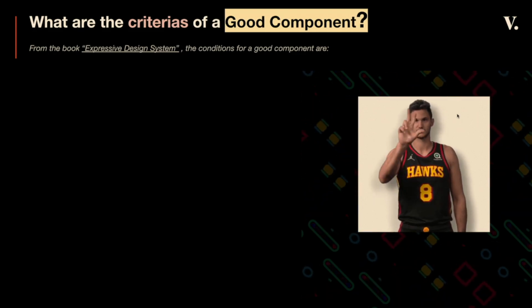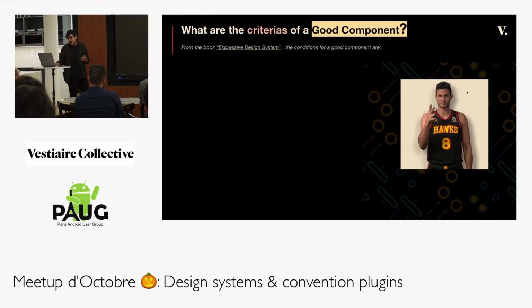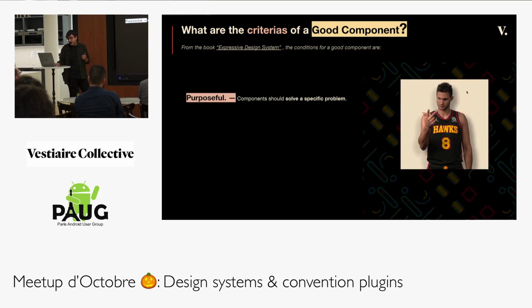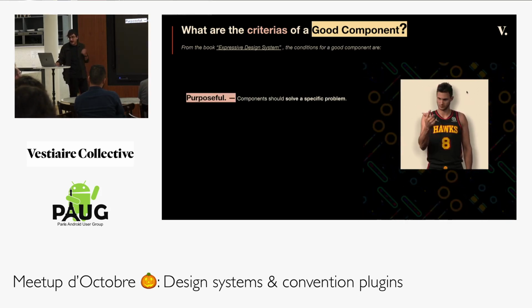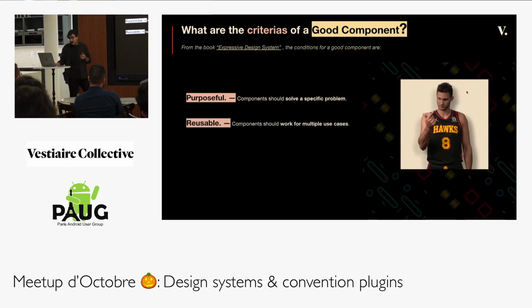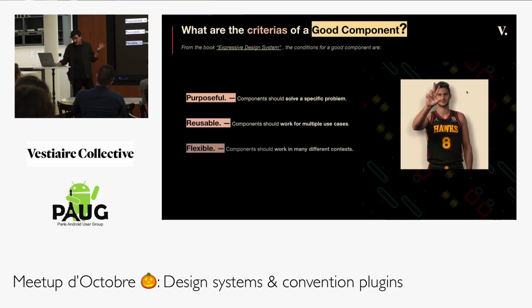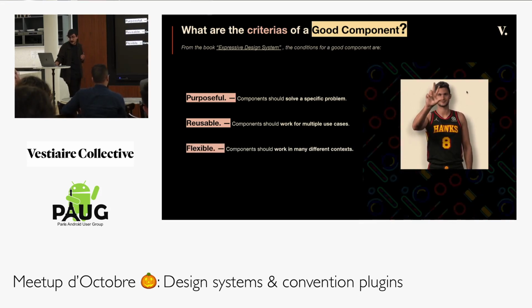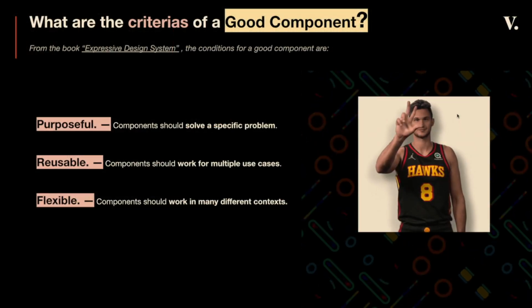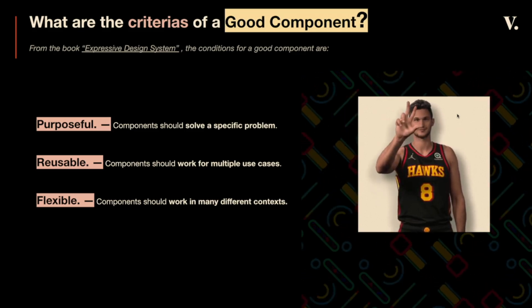So let's see first what are the criteria of good components. From the book Expressive Design Systems, the conditions for a good component are: 1, components should solve a specific problem, so they should be defined by their purpose, not by how they look. 2, components should work for multiple use cases. There should be few components that only work for a singular use case. 3, components should work in many different contexts. If we design components that are too rigid, people will create their own components, and this will end up with a bloated system.